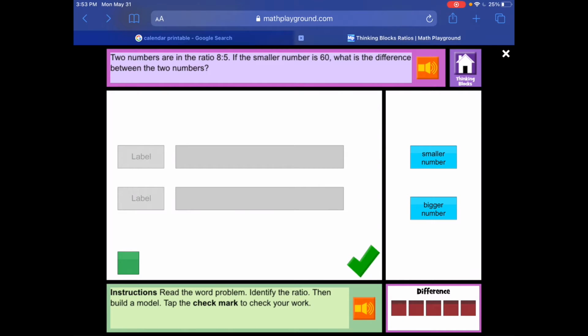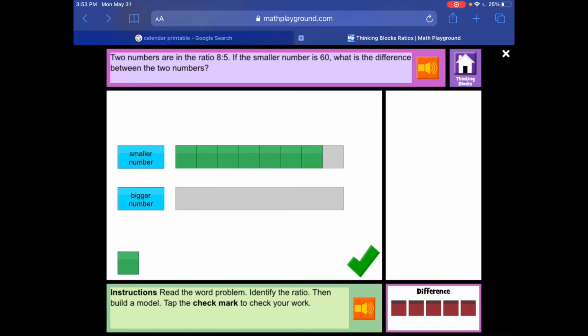All right, same thing as the last couple of times. It gets set up the same way. Two numbers are in the ratio 8:5. There's a smaller number and there's a bigger number. Now, if I put the smaller number on top, I'm going to be tempted to put 8 in the top bar. 3, 4, 5, 6, 7, 8. And 1, 2, 3, 4, 5. The ratio of my green blocks is 8:5.